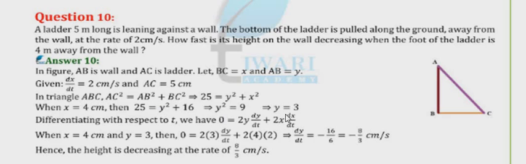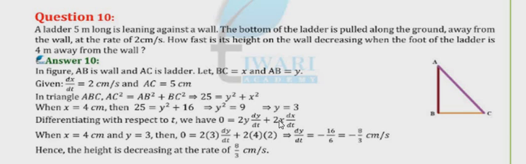So y at that time will be 4. It means when the ladder is 5 and this is 4, this will become 3. Now differentiating this equation, 25 is equal to y square plus x square, with respect to t, because this information is given. So we have to differentiate both sides. So this is 0. Differentiation of this with respect to t means 2y and dy by dt. This is 2x and dx by dt.